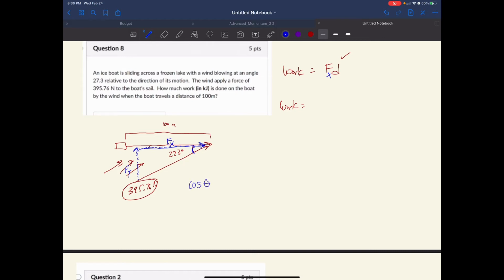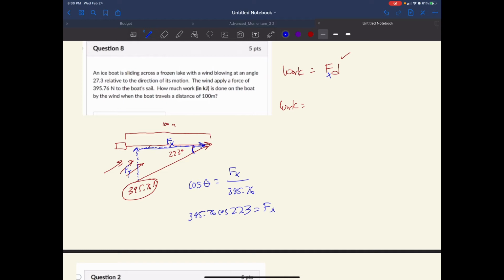The cosine of theta, remember theta is 27.3, is equal to the adjacent over the hypotenuse. And the hypotenuse is the actual full force vector, which is 395.76. So if you want Fx, if you want that x component, you've got to go 395.76 times cos 27.3. That's going to be your Fx.